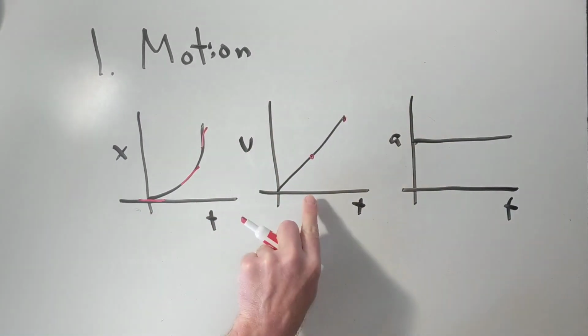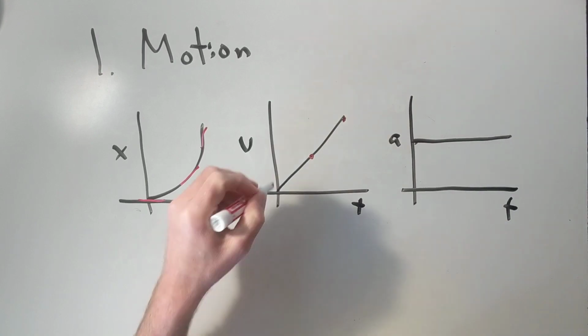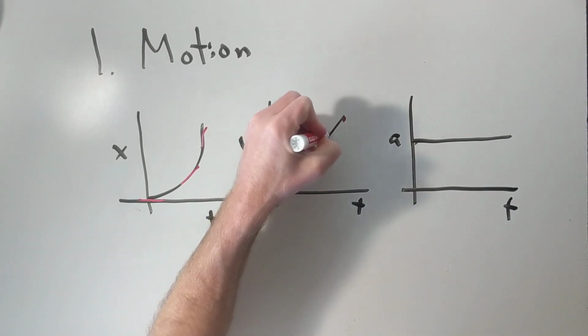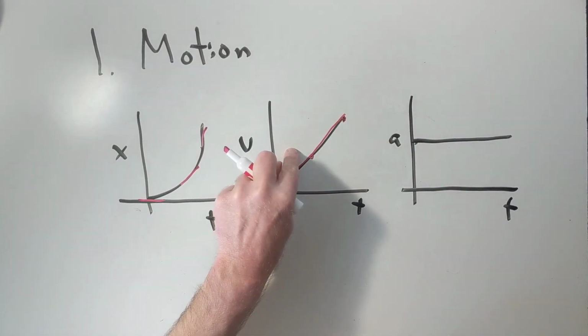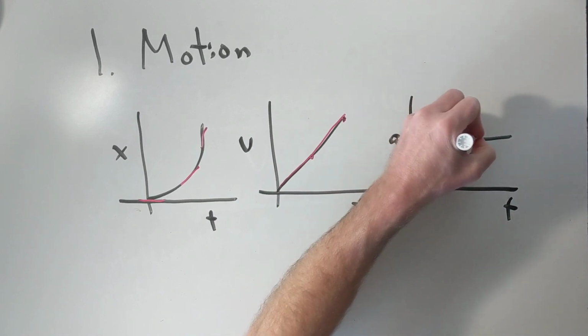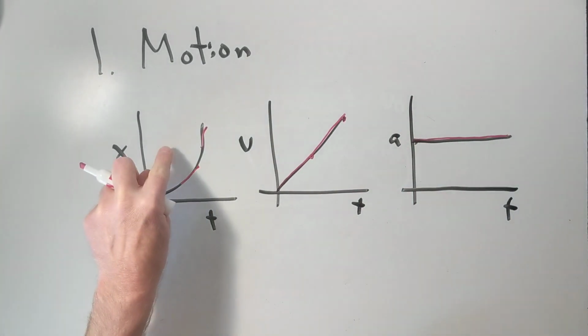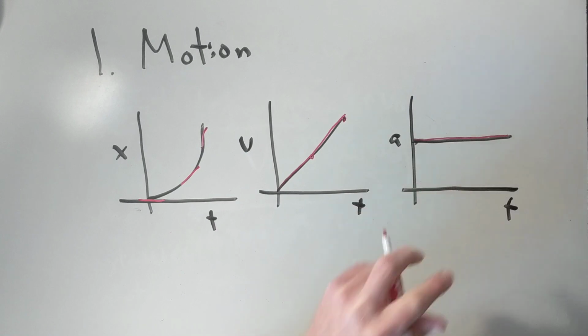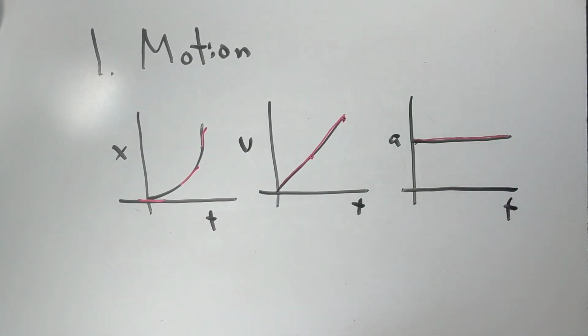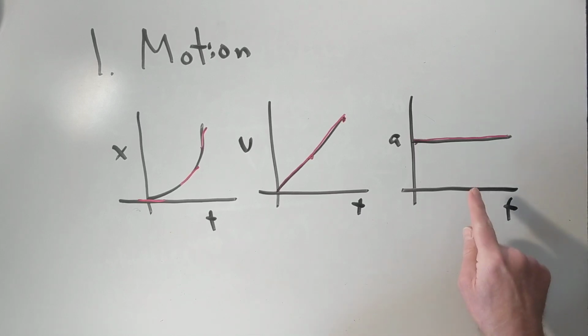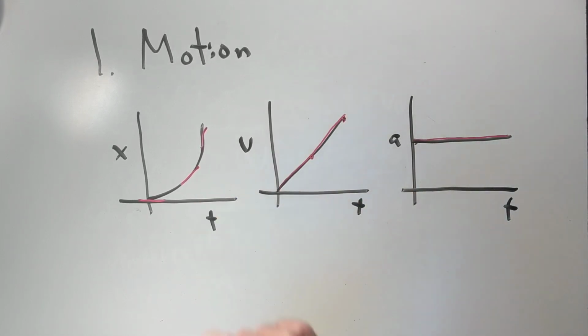The slope of this graph tells you about this graph. Then the slope of this graph is positive. So because that has a positive slope, this is a positive number that never changes. The slope, which is the derivative, tells you about what happens in the next graph.